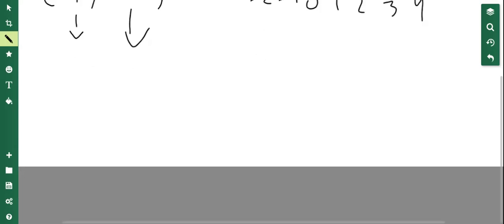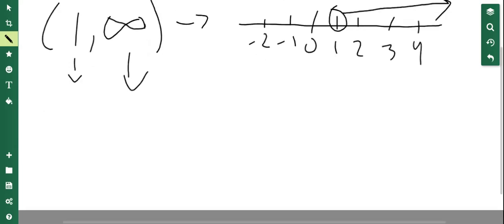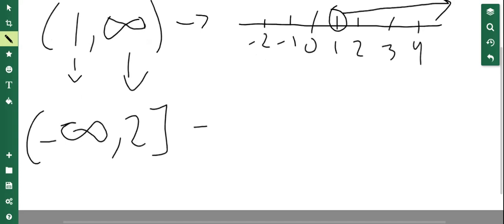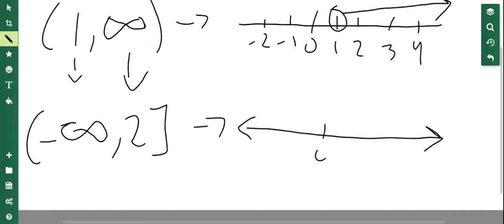All right. Another example would be negative infinity, comma, 2, close parentheses. This tells me that x could be any number all the way to negative infinity, and it could go up to 2. And since there's a bracket here, that means we can include 2. X can be 2. So when we draw it, it would be 0, 1, 2, 3, -1, -2, and so on to infinity.